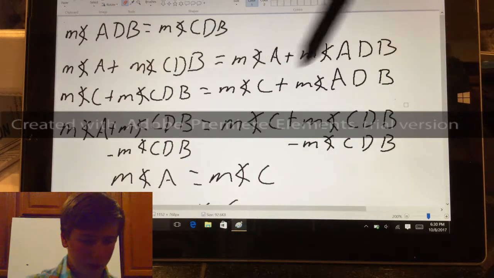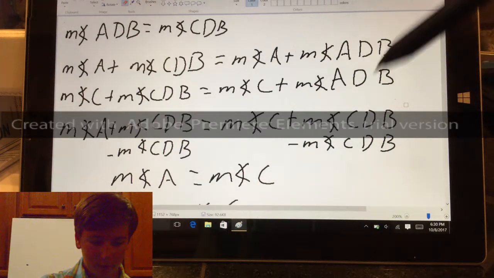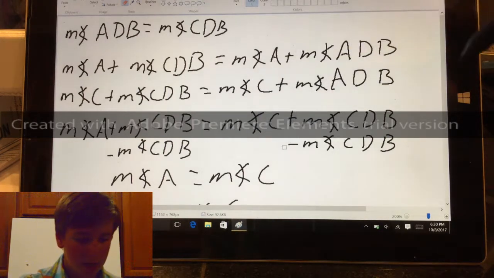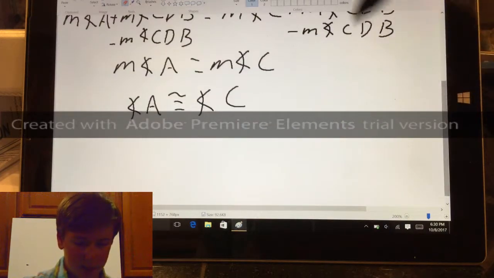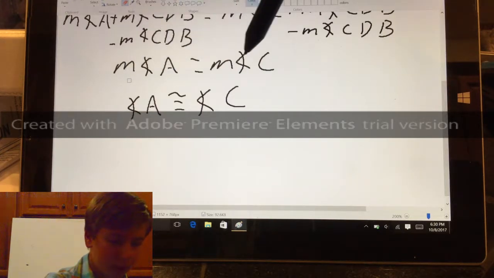And then if you cancel out your measure of angle CDB, you're left with the measure of angle A is equal to the measure of angle C right there. And then you bring that back to what you were originally supposed to prove, which is angle A is congruent to angle C.